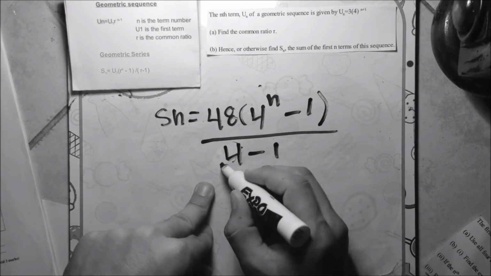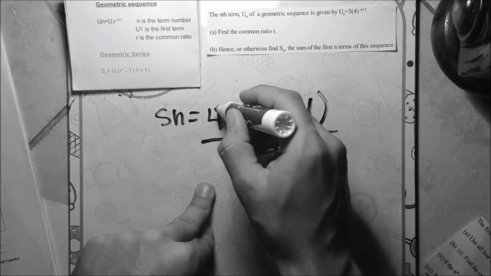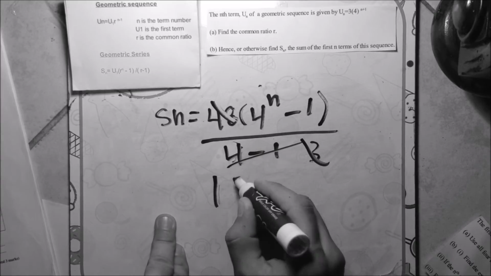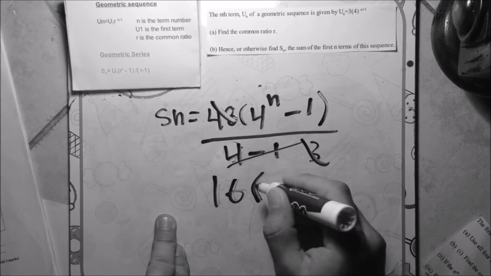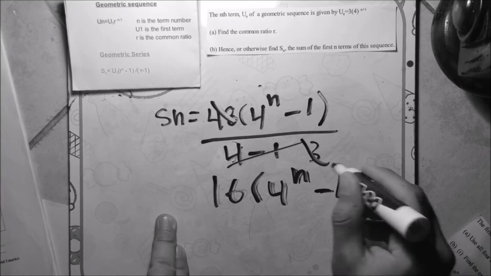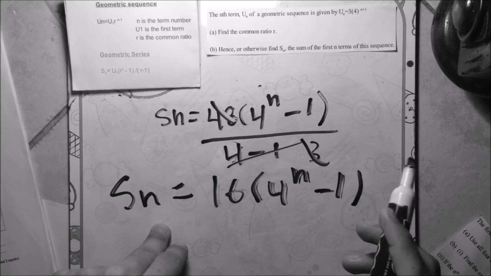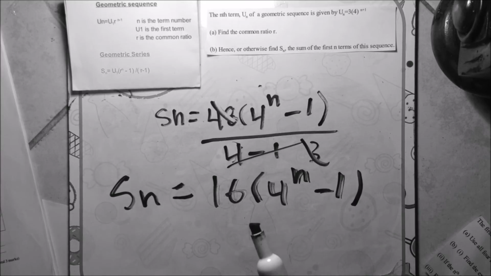So we know this is a 3, so this will become a 3, and this could cancel out with 48, so we get 16 times 4 to the n minus 1 equals Sn. So this is our geometric series for n.